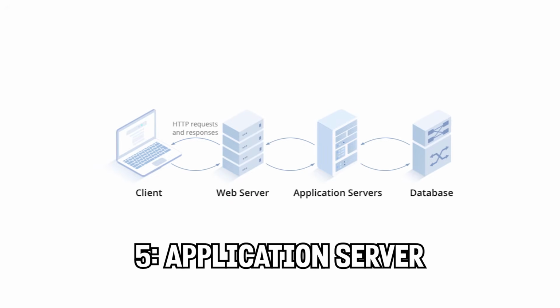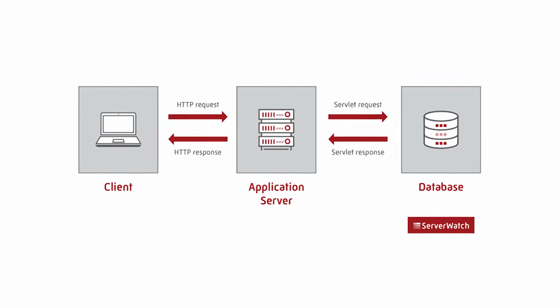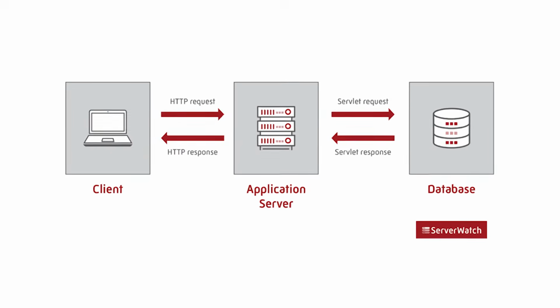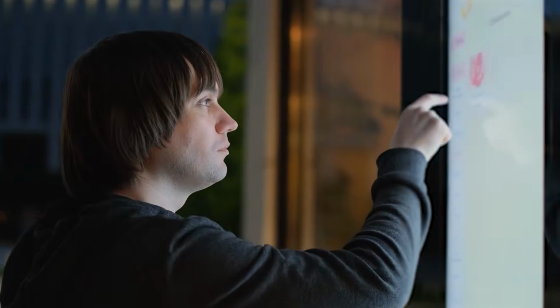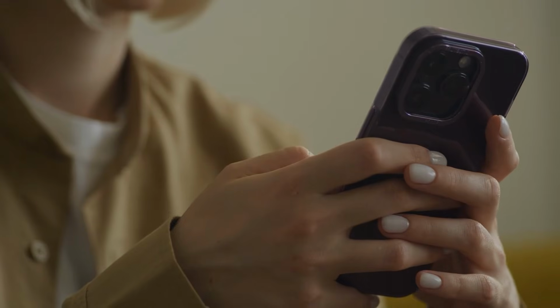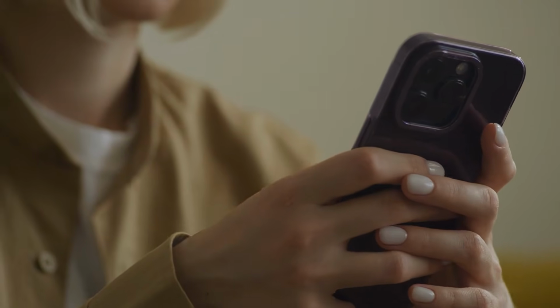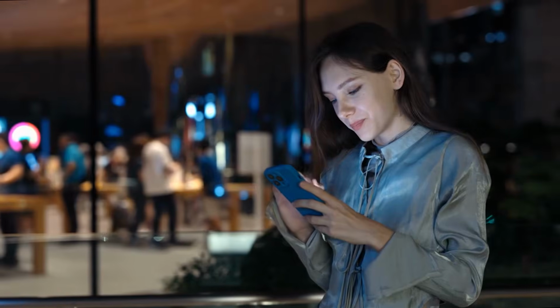5. Application server. Application servers are the hidden engines behind your favorite apps and services. When you use a food delivery app to place an order, you're not talking directly to a database. First, your request goes to an application server.